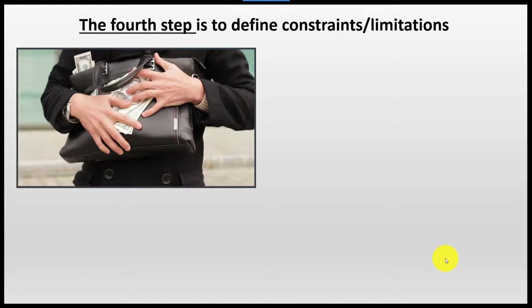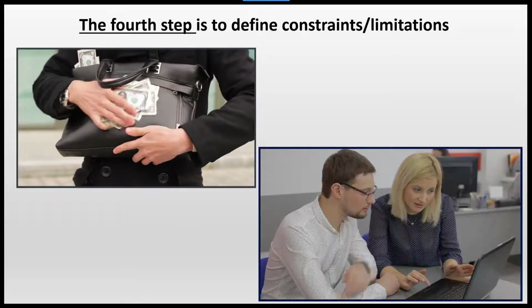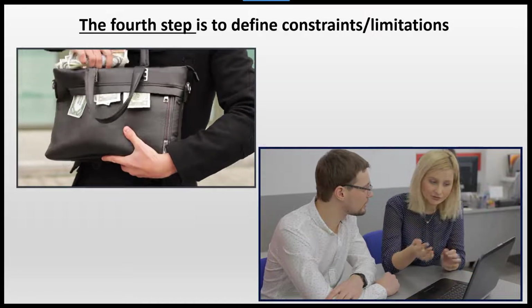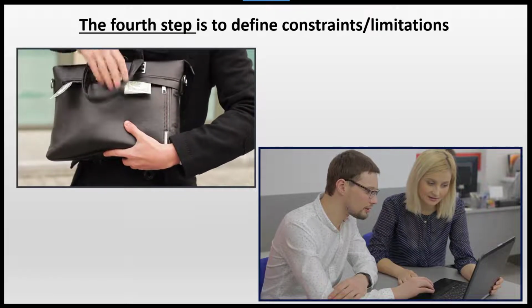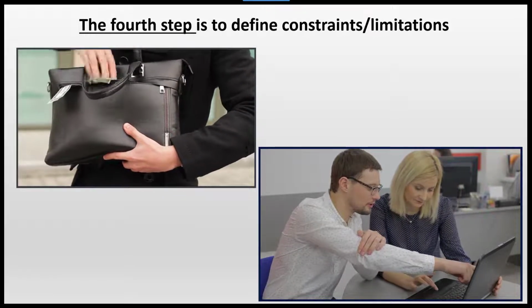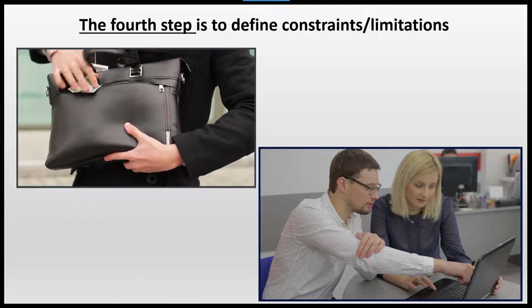The fourth step is to define constraints and limitations. And with constraints and limitations, I am referring to limitations such as budget, money, or limitations like know-how or expertise, because, hey, who knows, maybe you just don't know how to do it, or nobody in your team knows how to perform that activity, which means that you need to hire someone.